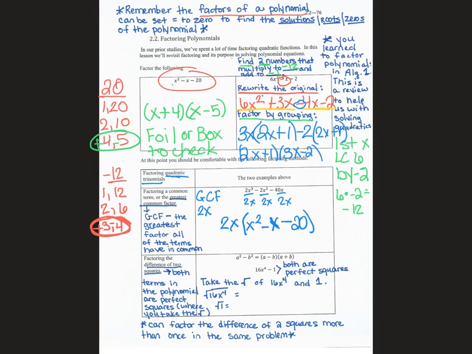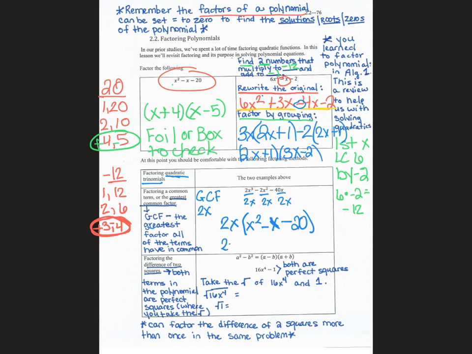So now that I've taken out my greatest common factor, I have a quadratic trinomial. It's a quadratic trinomial because it's in the form of ax squared plus bx plus c. Now, can this x squared minus 20x minus 20 factor into two binomials? Absolutely. It was our very first example in this left-hand box at the top of the page.